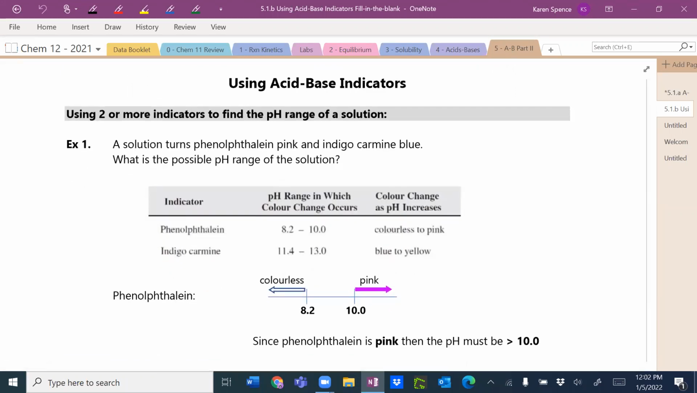All right, using acid-base indicators. One thing that we can do when we have some indicators is use two or more of them to find the pH range of a solution. So let's say that we have a solution that turns phenolphthalein pink and it turns indigo carmine blue. What is the possible pH range of this solution?